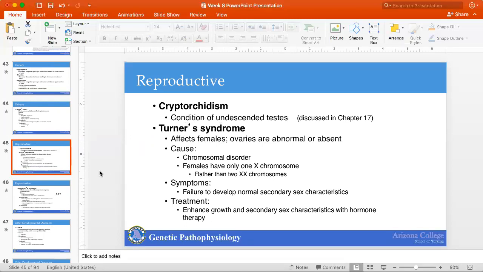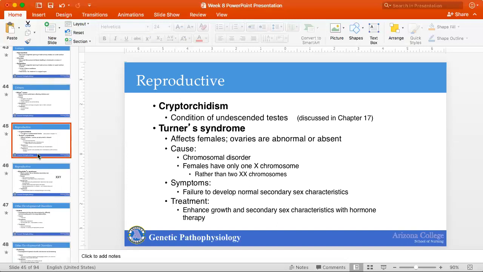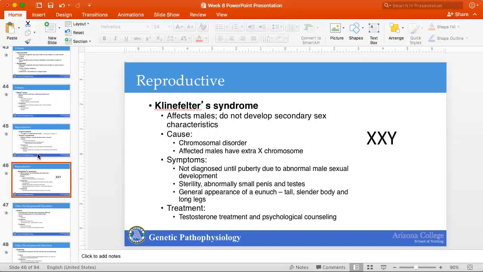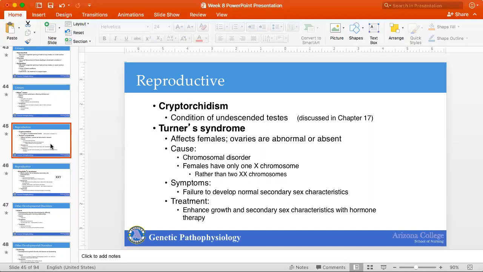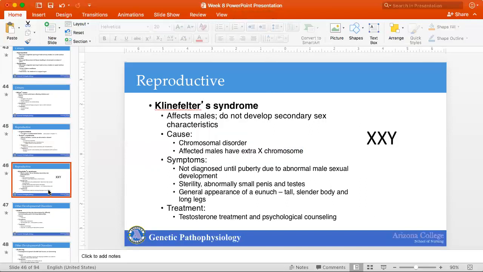Symptoms, failure to develop normal secondary sex characteristics, and treatment would be enhanced growth in secondary sex characteristics with hormone therapy. But that would be limited as their genetic makeup still wouldn't have the second X chromosome. Klinefelter syndrome. Here we're looking at some more genetic and sex-linked genetic disorders. So Turner syndrome, you're looking at just one X chromosome. And Klinefelter syndrome, you're looking at an extra chromosome.